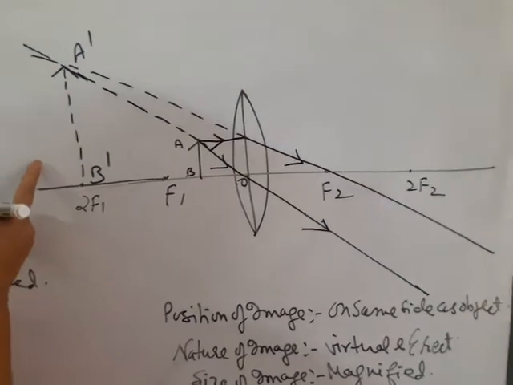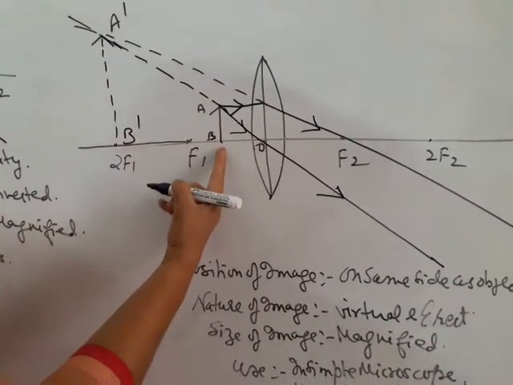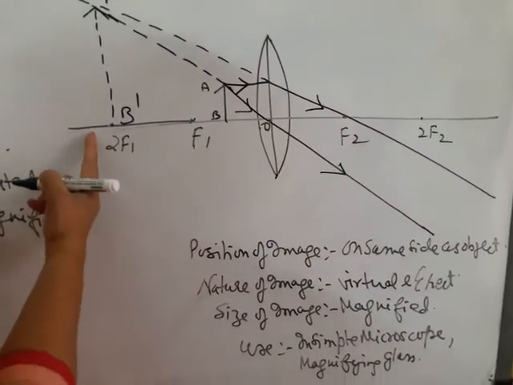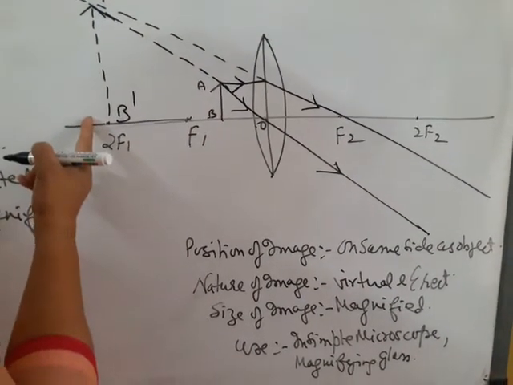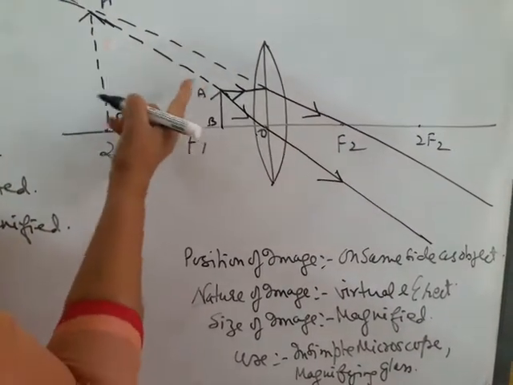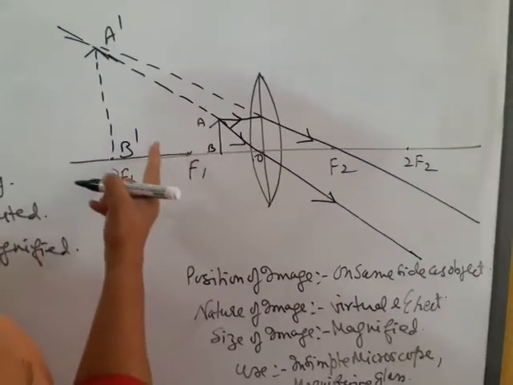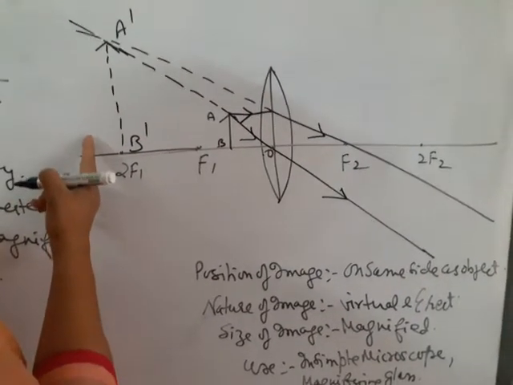A dash B dash is virtual image formed of object AB, and this image is virtual. It cannot be taken on screen. That is why I have shown in dotted lines. Actually, refracted rays are not actually meeting. They appear to be meeting.